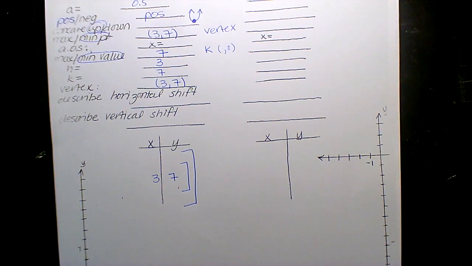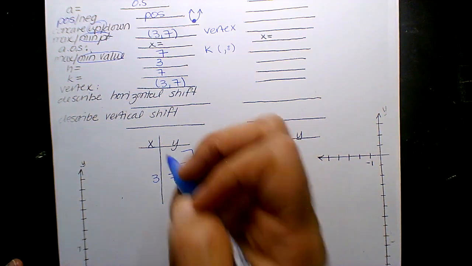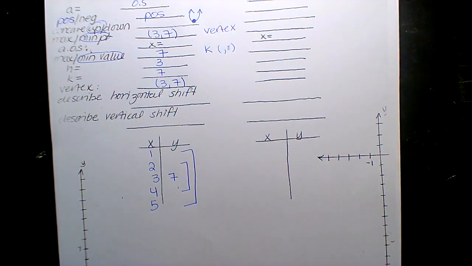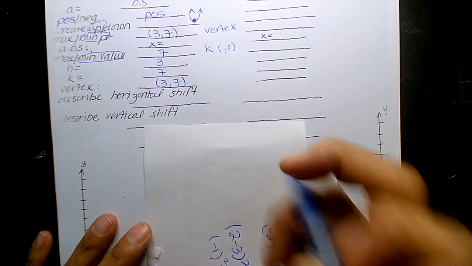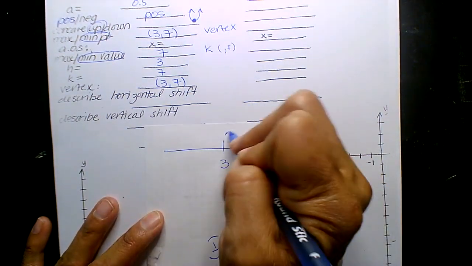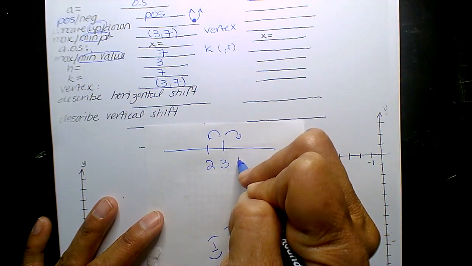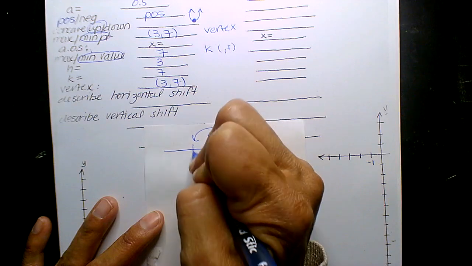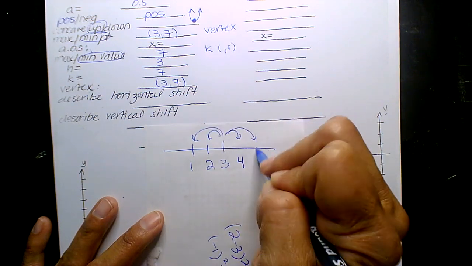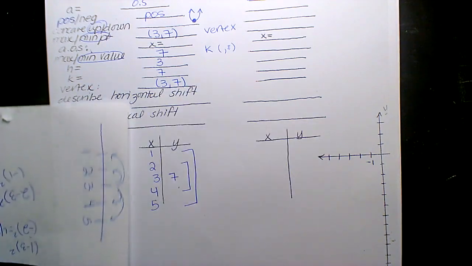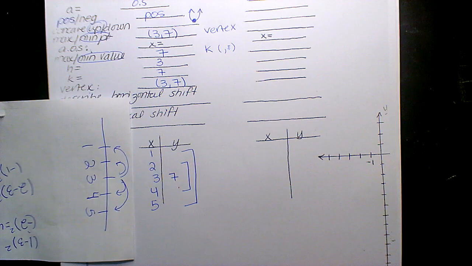Okay, what do you guys want? 1, 2, 3, 4, 5, or 5? 1, okay. And remember, it's just your number line. If your number line is at 3, go 1 to the right, 1 to the left. That's 2, 4. 1, 5. Right. Okay. And then all you do is just turn it, and that's your table.